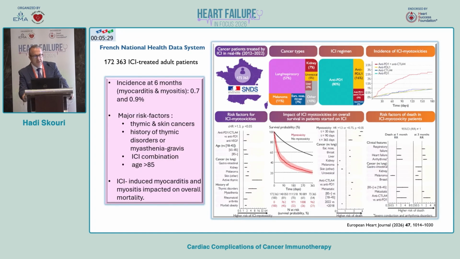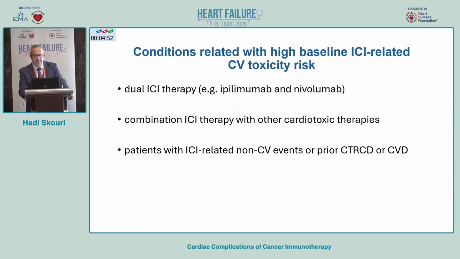This is a study recently published, which used the French National Health Data Registry. They collected all adult patients treated with ICI, around 172,000 patients. The incidence at 6 months of myocarditis and myositis was around 0.7 to 0.9%. What's important are the major risk factors: thymic and skin cancer, history of thymic disorder or myasthenia gravis, ICI combination therapy, and elderly patients above 85. ICI-induced myocarditis and myositis have been shown to carry a poor prognosis, with reduced survival in these patients.